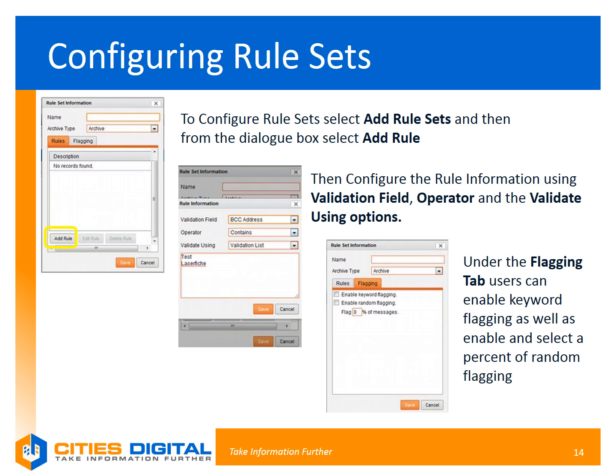And next, you just transfer over to the flagging tab, where you can enable keyword flagging, as well as enable and select a percentage of random flagging.